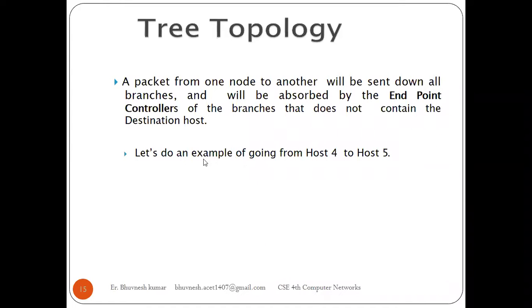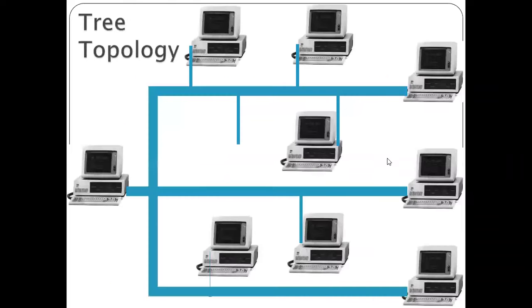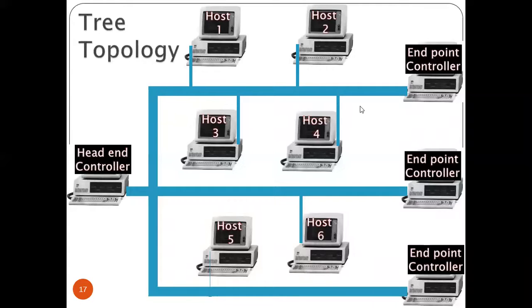So there is an example in which we want to send data from host 4 to host 5. This is your tree topology, and these are the head end controller and endpoint controller, and there is a bus topology combination. If I am talking about this backbone, this will create a single bus, then a second bus, and further there is a third bus.